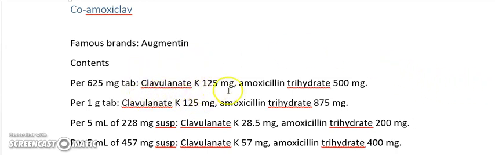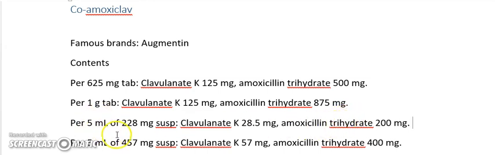clavulanate potassium 125 milligrams, and amoxicillin trihydrate 500 milligrams. And per 1 gram tablet of amoxiclav, we have clavulanate potassium 125 milligrams, and amoxicillin trihydrate 875 milligrams.